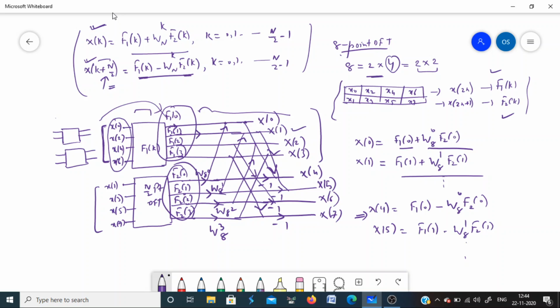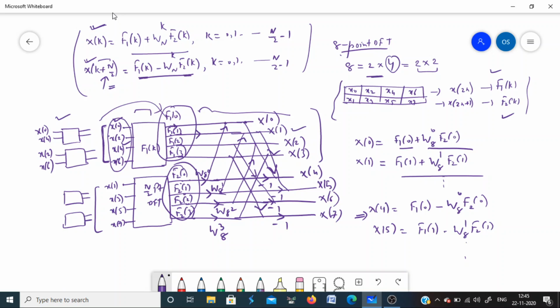It means in one case you will get x[0] and x[4], and in the other case you will get x[2] and x[6]. So the input to this will be x[0], x[4]. The input to this will be x[2] and x[6]. Similarly, this 4-point DFT F2[k] can be computed again from 2-point DFTs.